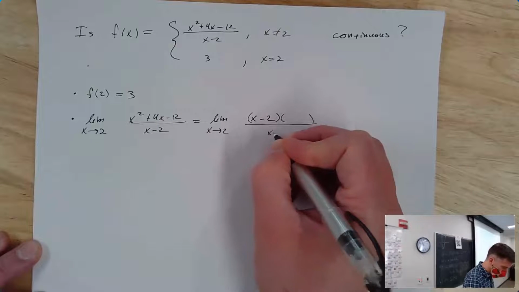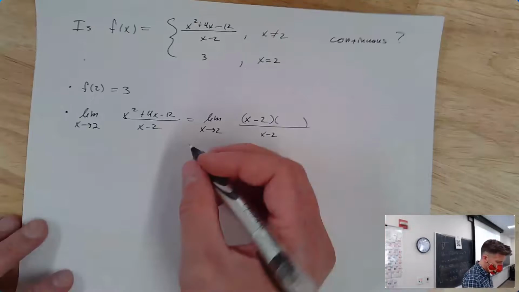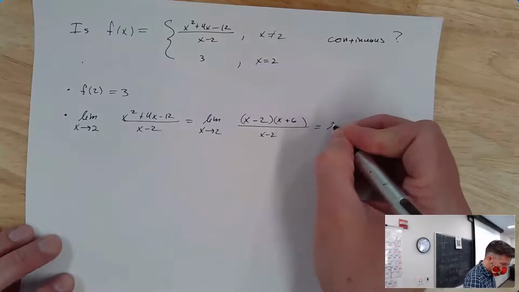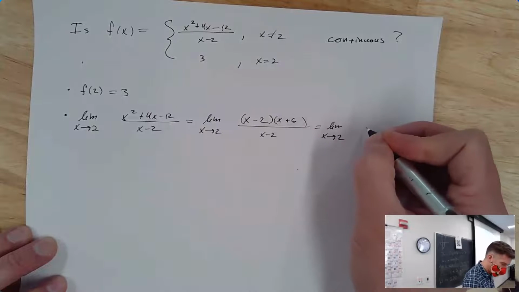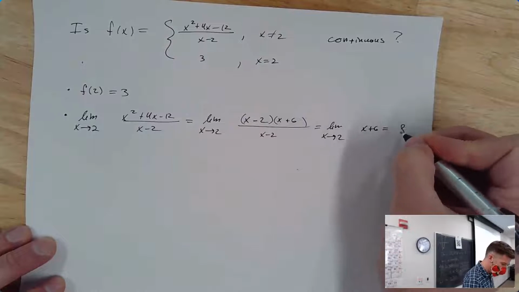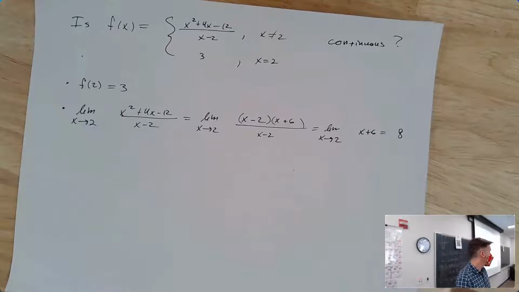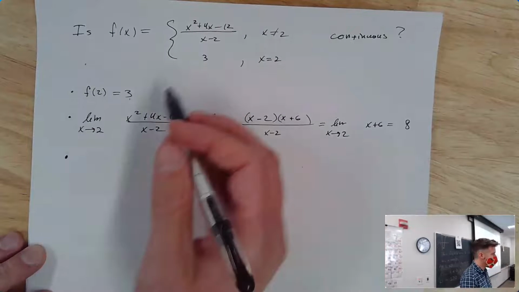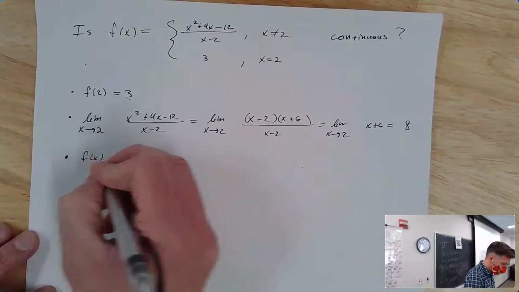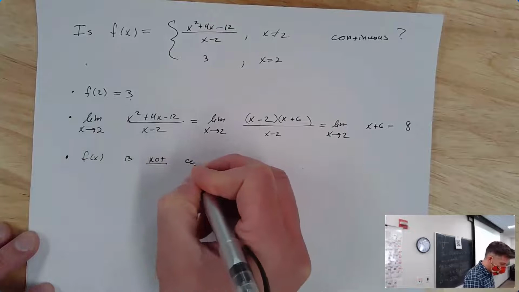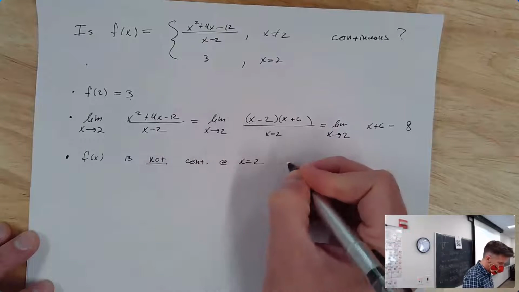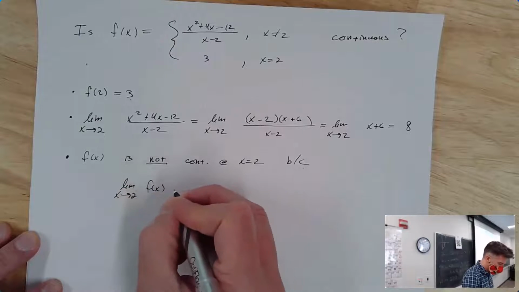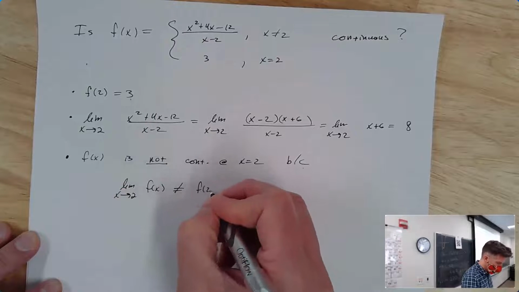I know the top factors as x minus 2 times something. And the other piece has got to be x plus 6. I've got no other choice. So then that's the limit as x approaches 2 of x plus 6, which is 2 plus 6, which is 8. Great, the limit exists. But then 3 is not 8. So we say that f of x is not continuous at x equals 2 because the limit as x approaches 2 of f of x does not equal f of 2.